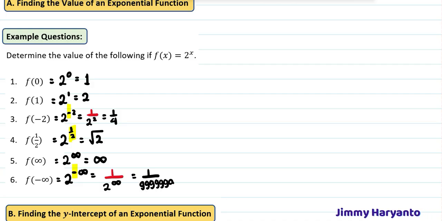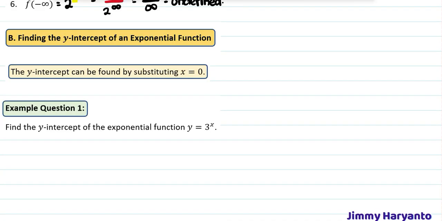Let's say that means when you have 1 divided by a very large number, you will have the result of 1 over infinity, actually undefined. You cannot say it as 0. So this one is undefined.